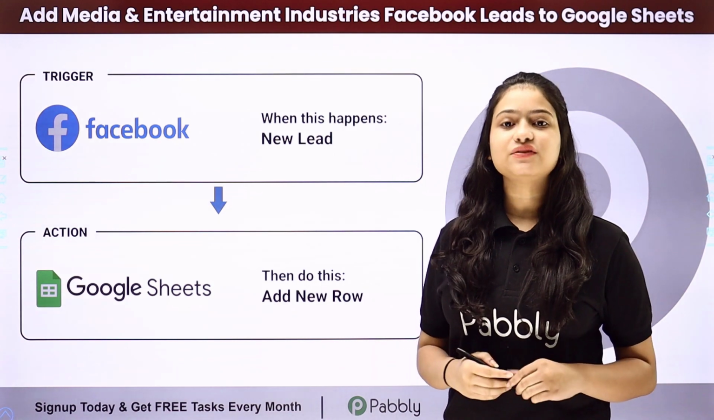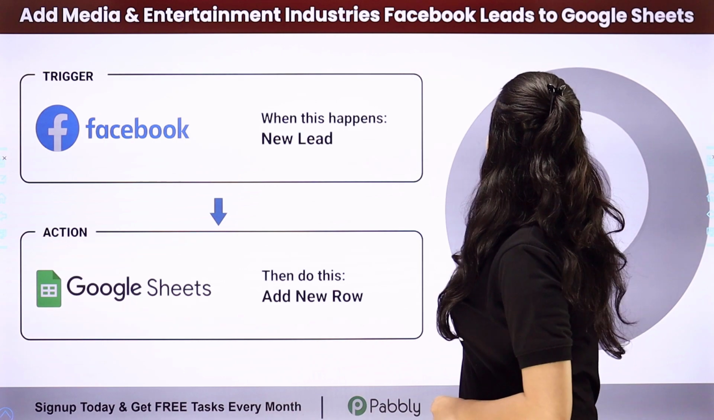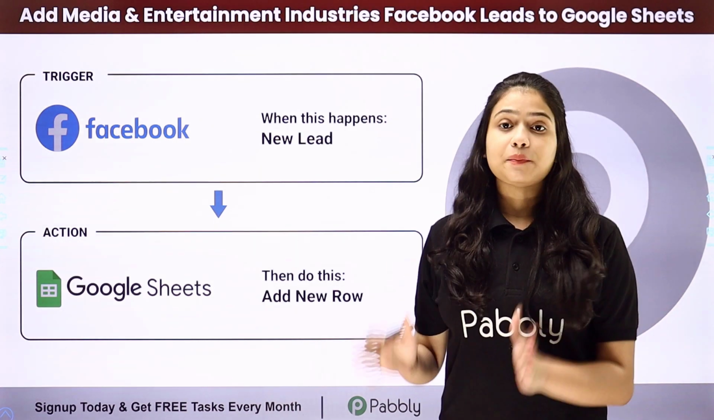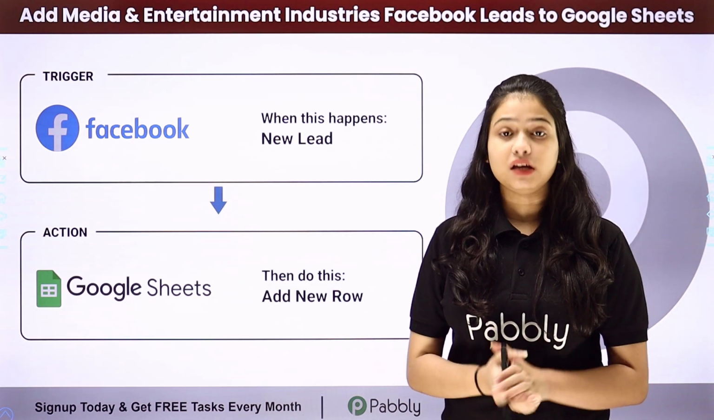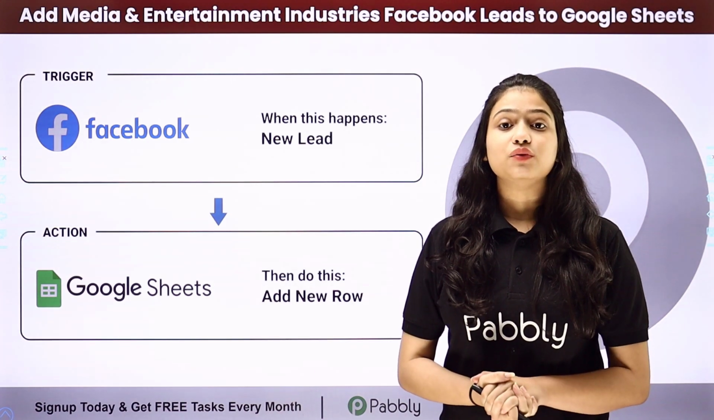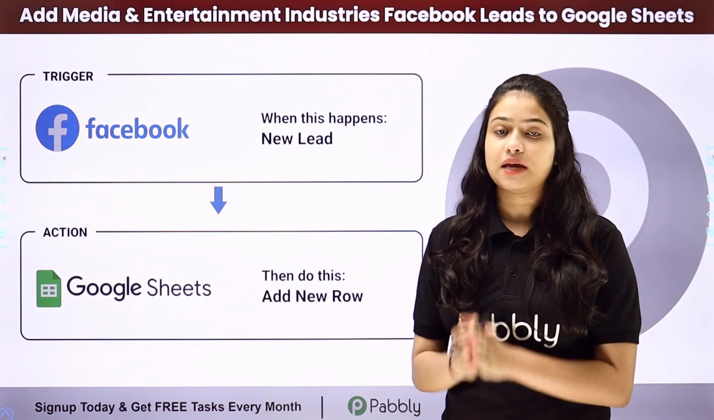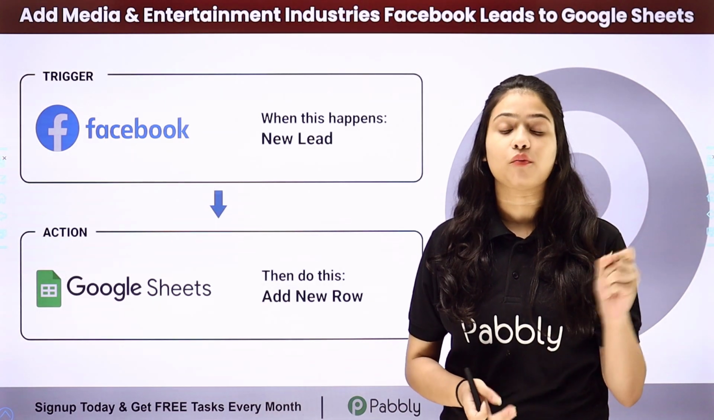Hello everyone, in this video we are going to learn how to add media and entertainment industry Facebook leads to Google Sheets. Suppose I have an event management company for which I am running an ad on my Facebook page, and now I want that whenever a new lead is generated through that Facebook lead ad, automatically the details of the same lead will be added in my Google Sheets in the form of a new row.